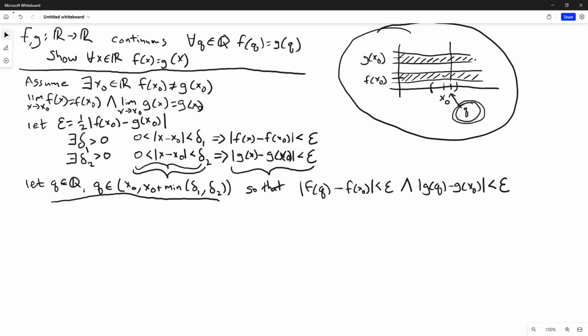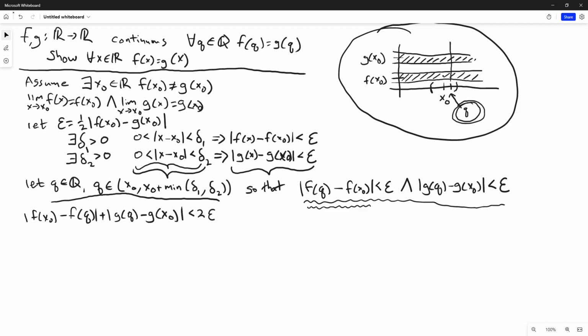Alright, and from here it's really just some algebraic manipulation to arrive at a contradiction. I'll start by just adding these two inequalities together, and at the same time I'll also swap the order of this term. That will just negate it, but that's okay since it's inside an absolute value. So doing all that will give us the absolute value of f of x0 minus f of q plus the absolute value of g of q minus g of x0 is less than 2 epsilon. And by the triangle inequality, we can combine these two absolute values to get the absolute value of f of x0 minus f of q plus g of q minus g of x0 is less than 2 epsilon.